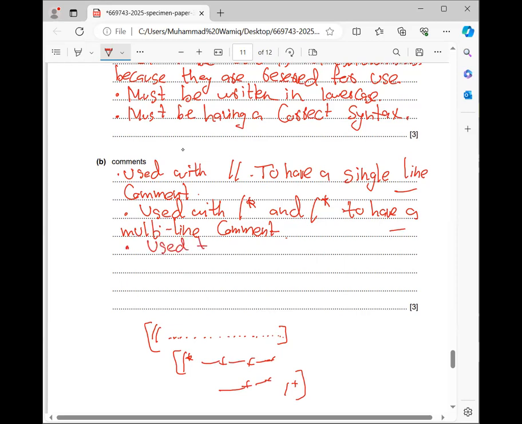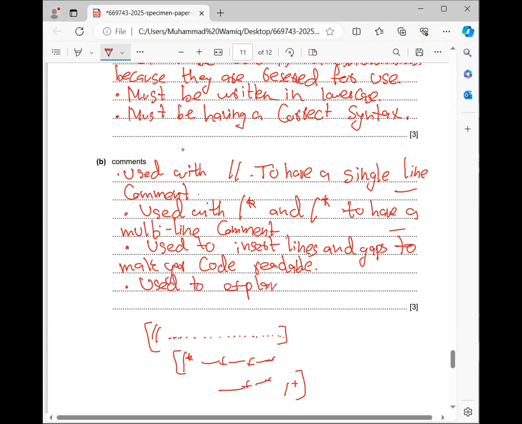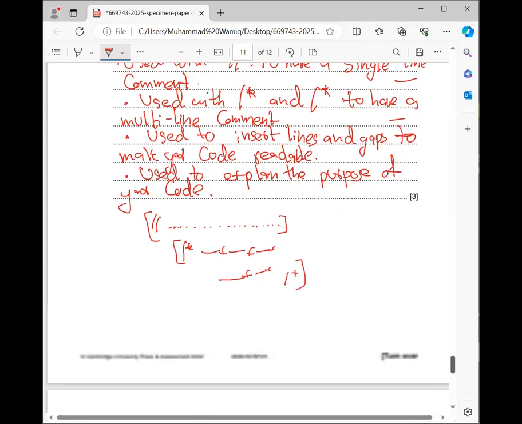Your comments can also be used to insert lines and gaps to make your code readable, and they can also be used to explain the purpose of your code, to make it easier to understand, such as the data flow and all of that.